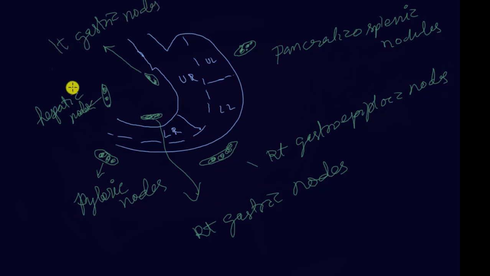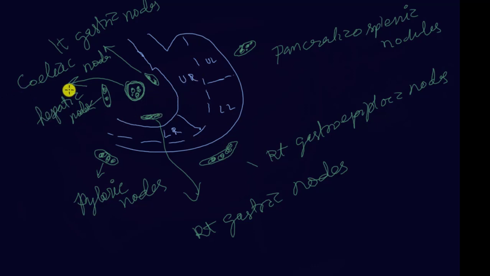Okay, and all these will drain ultimately to a principal node that is present over here. This principal node is known as your celiac node. Right, that means what?